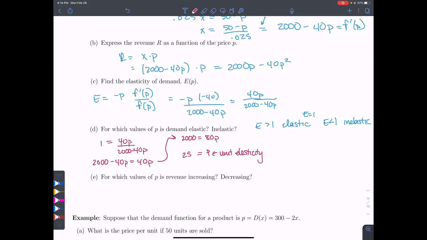So we want to know what's happening around there. So when P is 25, that is where unit elasticity happens. That's when E is 1. So what's going on elsewhere?